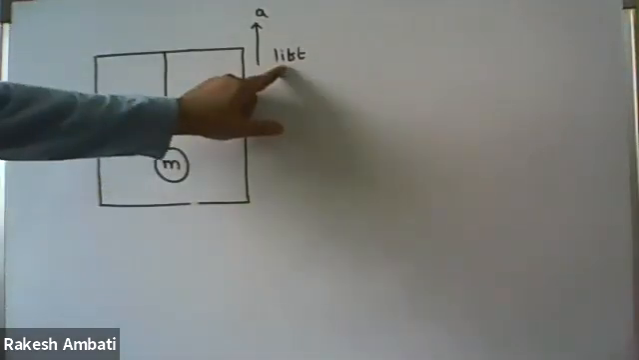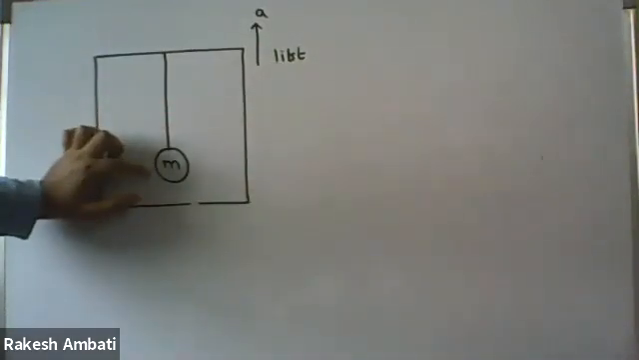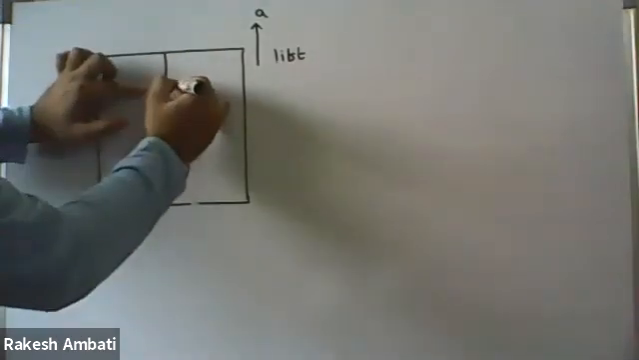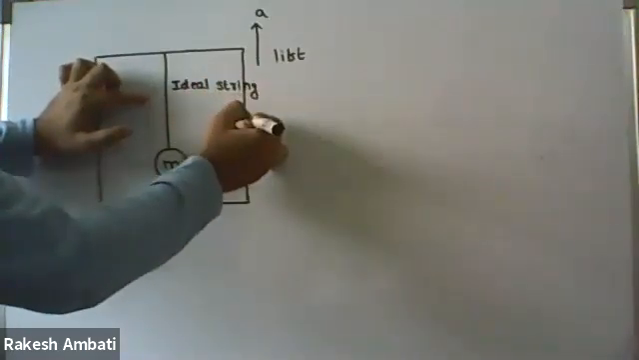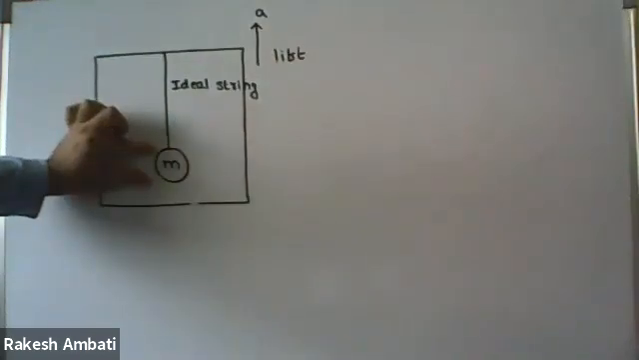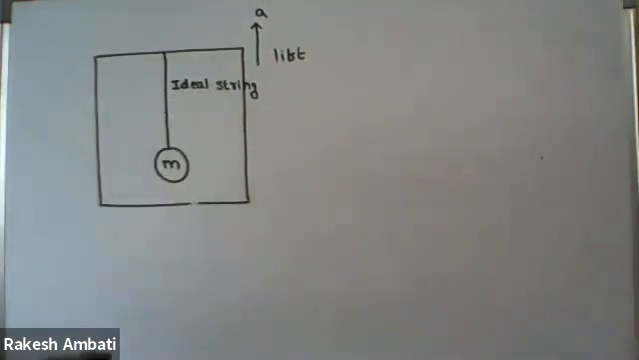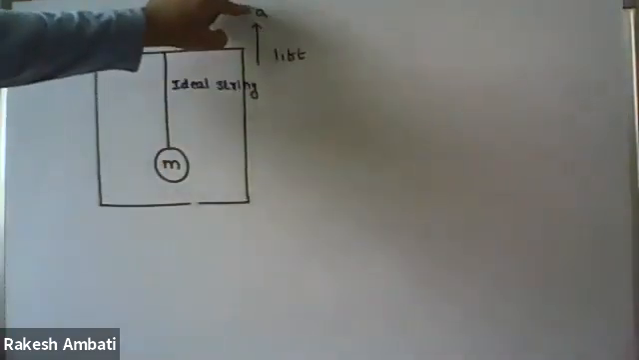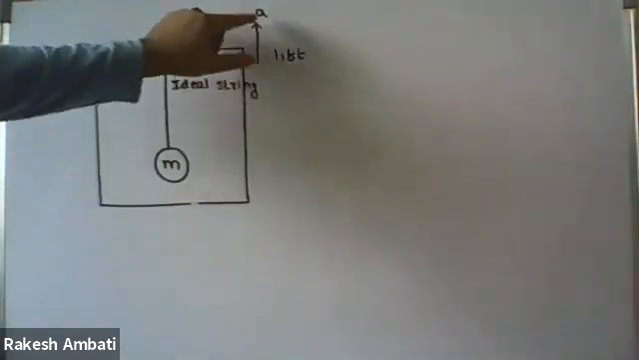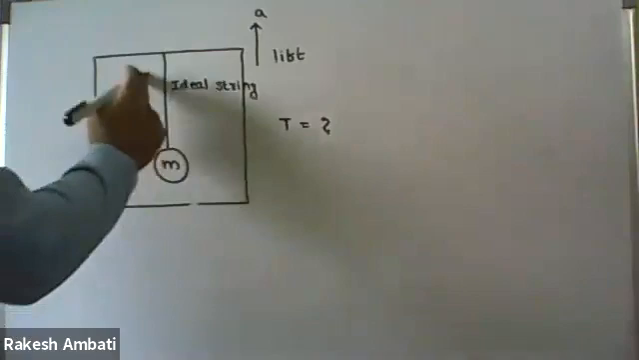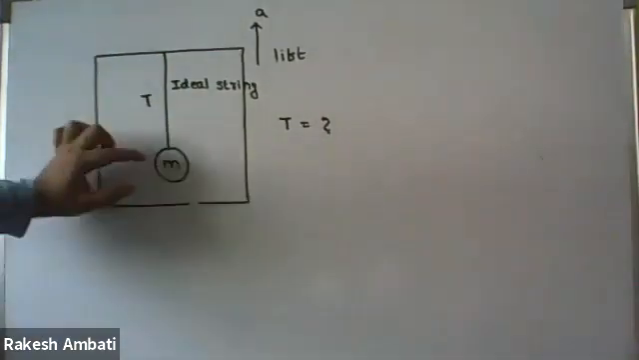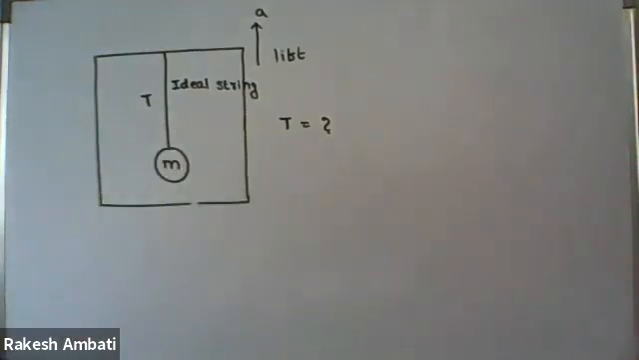Inside a lift, a block is suspended with the help of an ideal string, and the lift is moving upwards with acceleration a. Find the tension force in the string.